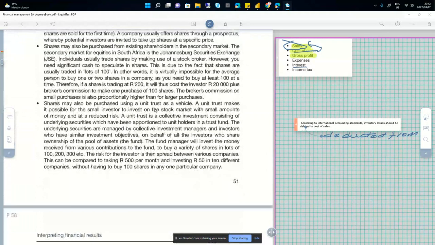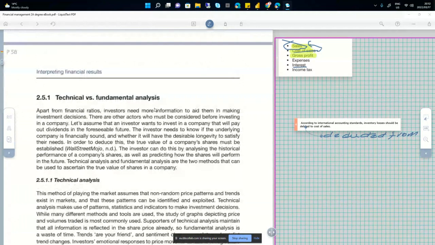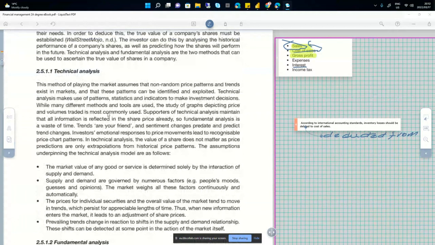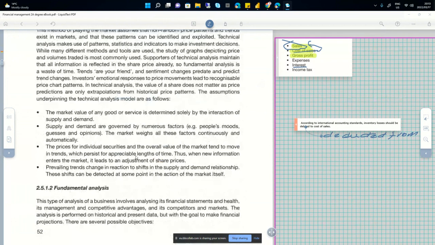Okay. And then we have investing in shares for the equity. You have the technical and fundamental analysis. It's very important for you to do this short reading. The technical one is simple. We look at the past trade, how a particular company has been doing, especially when we're looking at its ratios. We call that technical analysis, because we're looking at past trends and seeing if those trends or patterns can replicate themselves in the future.